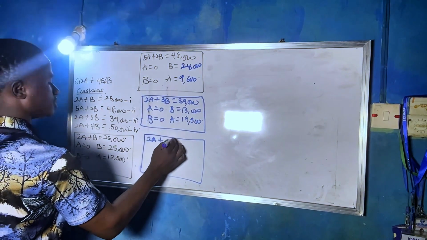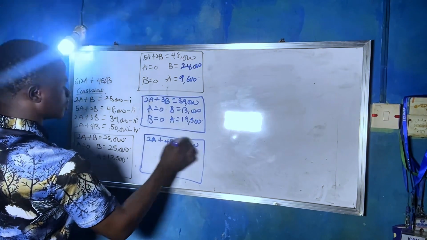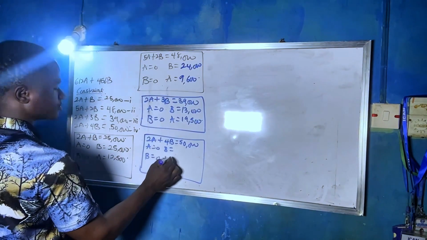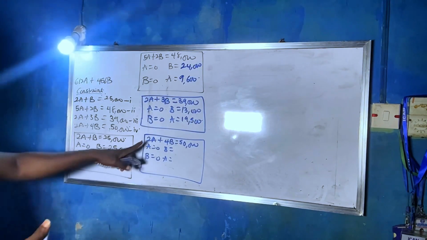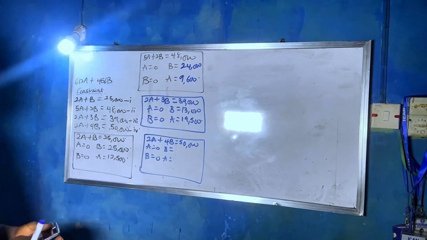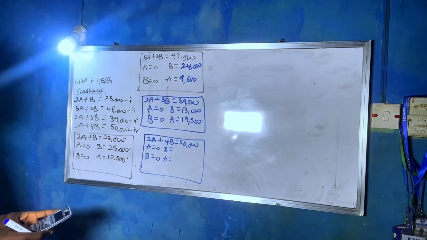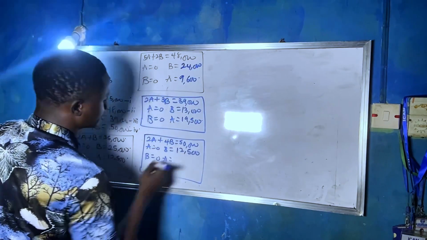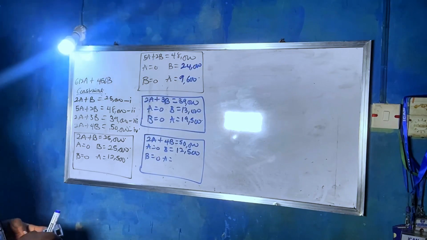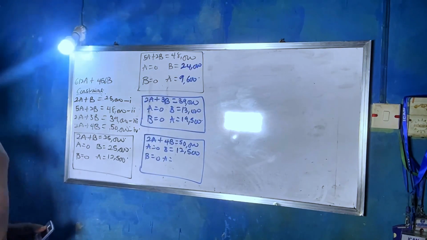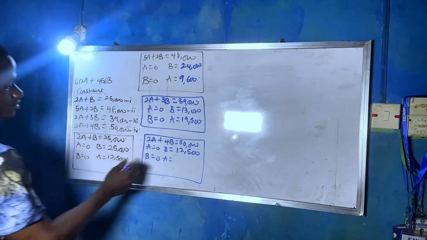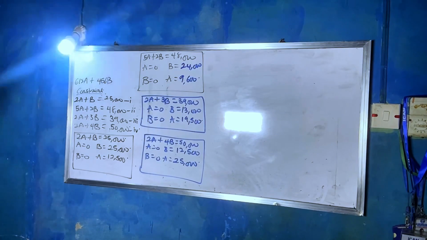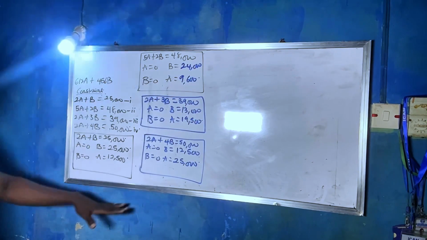And lastly, for my fourth equation, equation 4 is 2A plus 4B equals 50,000. So if my A is equal to 0, what is my B? And if my B is equal to 0, what is my A? At this point, if my A is equal to 0, 2 times 0 is 0, so 4B equals 50,000. So 50,000 divided by 4, my B is equal to 12,500. And if my B equals 0, 4 times 0 is 0, so 50,000 divided by 2, that's 25,000. So I've gotten my extreme values for each of the equations.